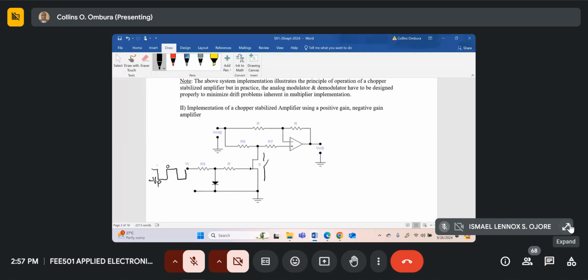So this is a simple implementation. Let's see the output. Now from this circuit, can somebody tell me how we get the output?